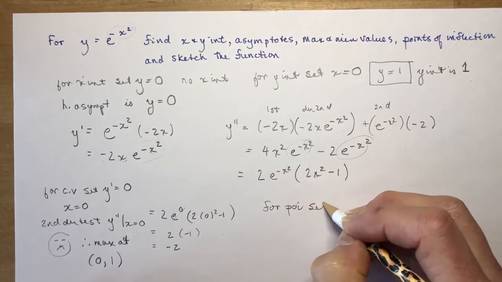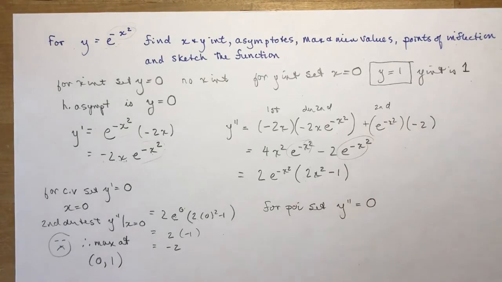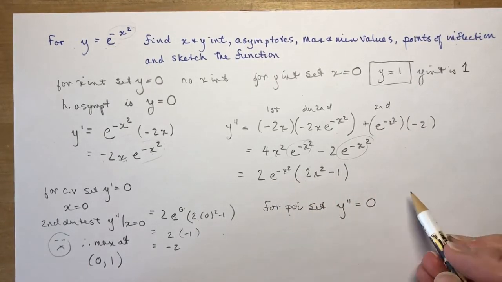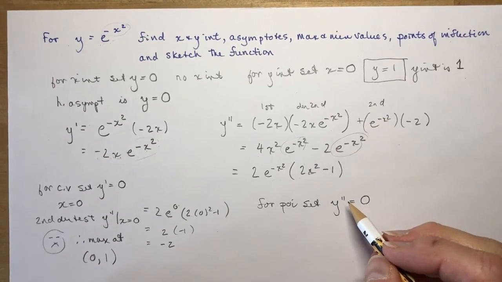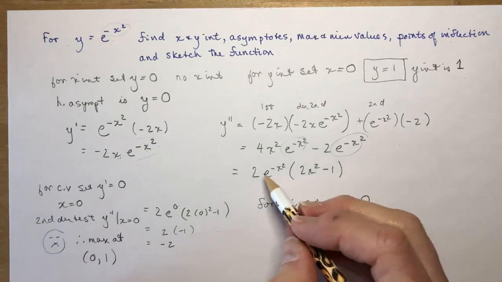we need to set the second derivative equal to 0. So if I set this to 0, I would get, what would I get here? Well, I already did set to 0.